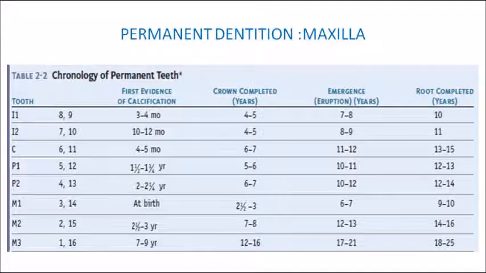Now the chronology of the permanent dentition in the maxilla. So the first evidence of calcification, you have to notice, at birth is only for your permanent molars, the first permanent molars. The rest of the permanent dentition shows evidence of calcification later, only after birth. So at birth you can only see calcification for your first permanent molar.